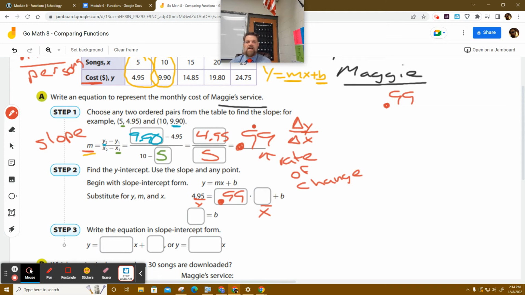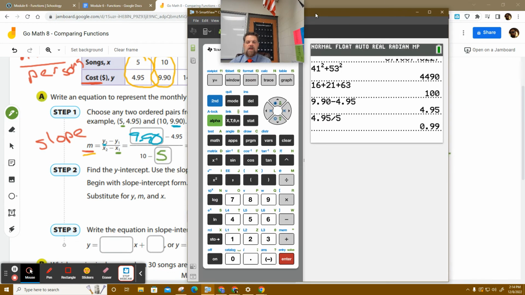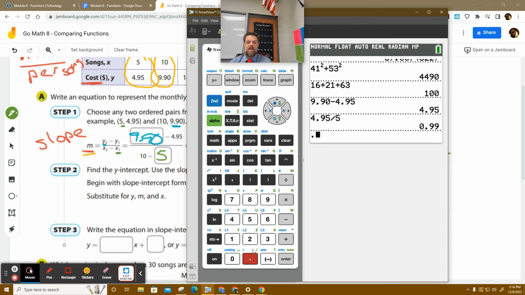So what x value corresponds with the y value? 4.95. Yes, 5 does. I'm going to put that in a different color. That was good. So then I have to solve this. We're running out of room. So over on the side, say 4.95 is equal to, what's 0.99 times 5? Well, it should be 4.95. So let's see. 0.99 times 5. Yeah, 4.95.